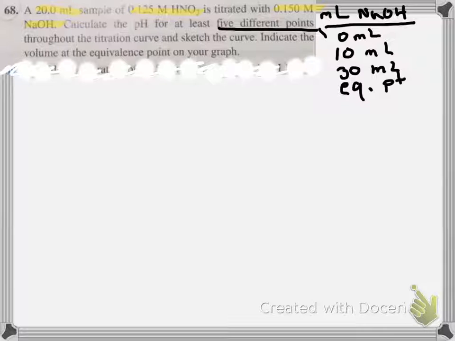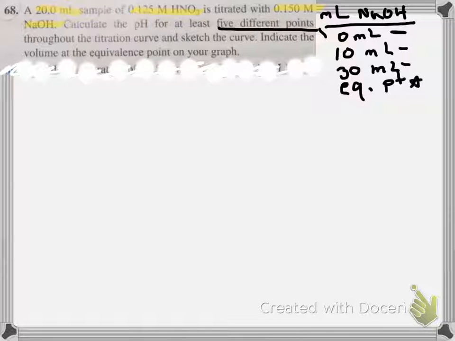Here's the important information. The important information I've highlighted. And the key is that we need to calculate the pH for 5 different points. So I've chosen 4 random points, and you have done 5 points. In this video, I'm only going to do 4. So a good point to always have is the initial amount before we add any base, just with our acid. You could have picked 5 milliliters, 15 milliliters. I just picked 10 milliliters, 30 milliliters.